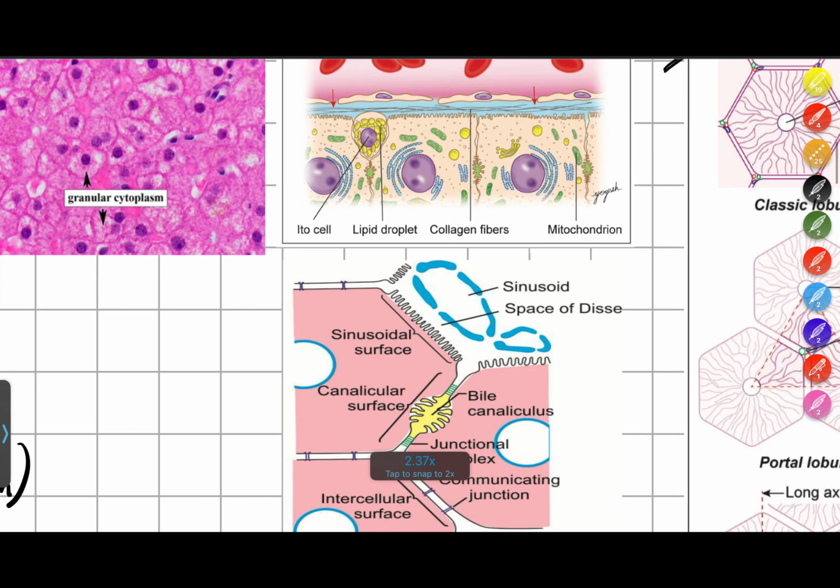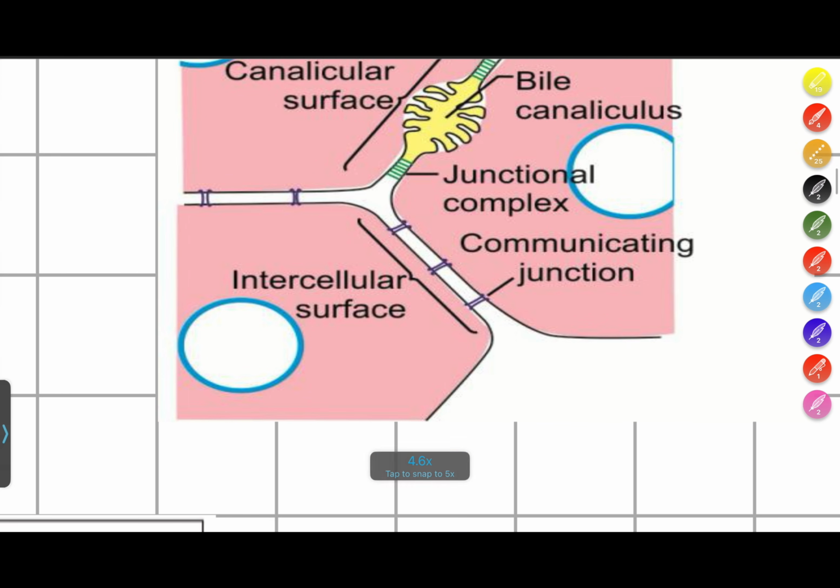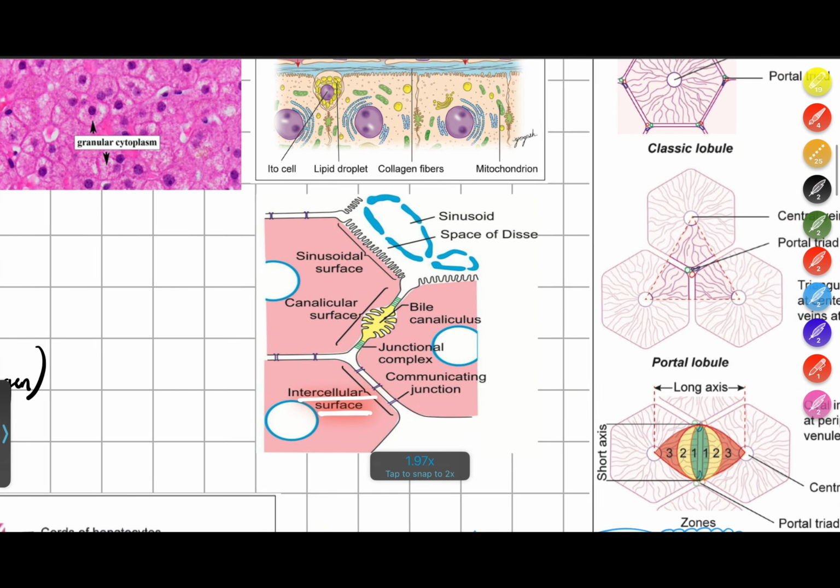And in this image, you can see this surface which doesn't contain any biliary canaliculi. There is no biliary canaliculi, and there is the presence of tight junctions which adjoin two neighboring cells. That surface is known as intercellular surface.